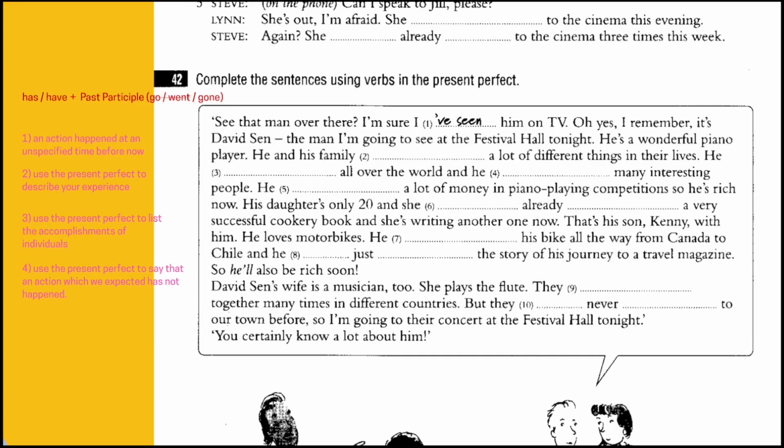Hello everybody, welcome to exercise 42. This topic is about present perfect tense. Before we start doing this exercise, let's take a look at the left hand side.